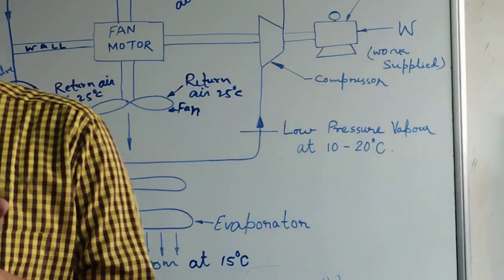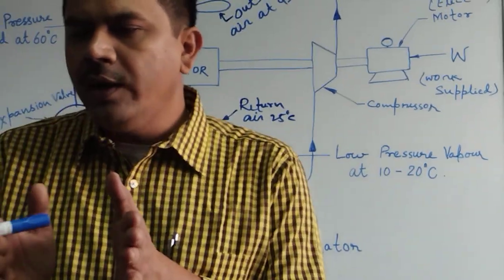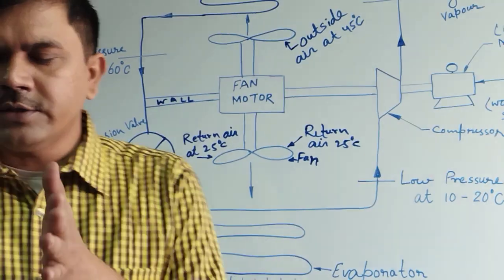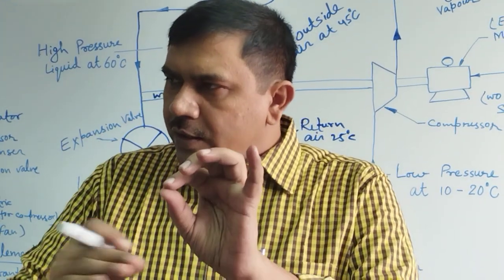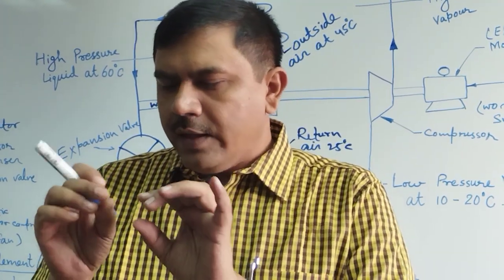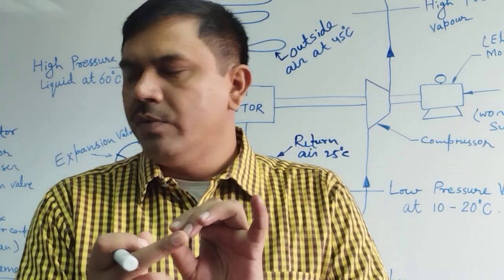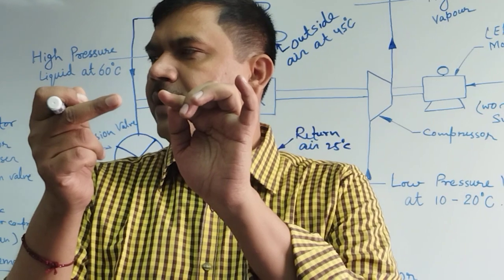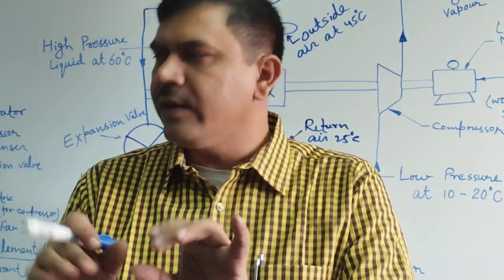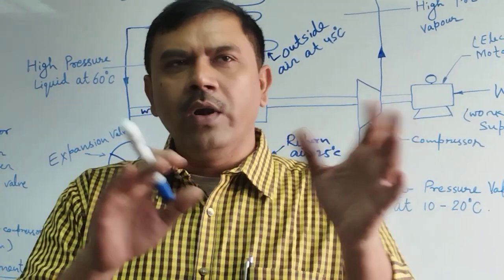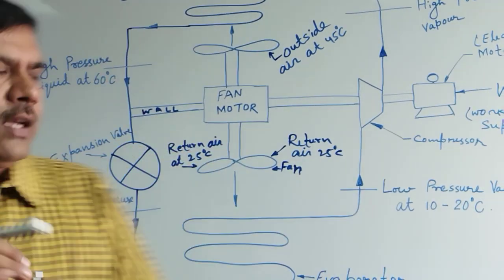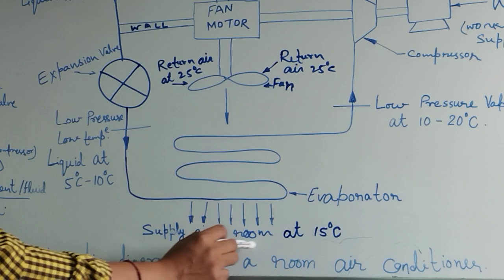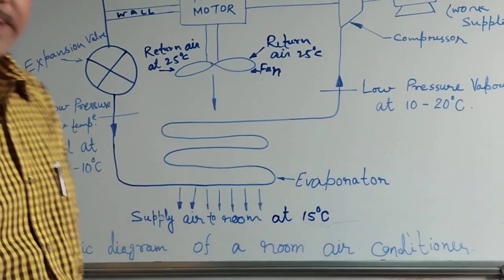The refrigerant has no contact with our air. Only the latent heat of vaporization is working, because the tubes touch the air and the fluid inside is at 5 degrees Celsius, while our temperature is 25 degrees Celsius. Therefore, because of the temperature gradient, it will release the heat and send cold air to the room at approximately 15 degrees Celsius. This is shown here: supply air to the room at 15 degrees Celsius.